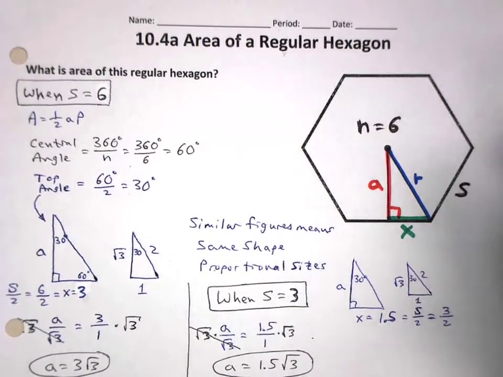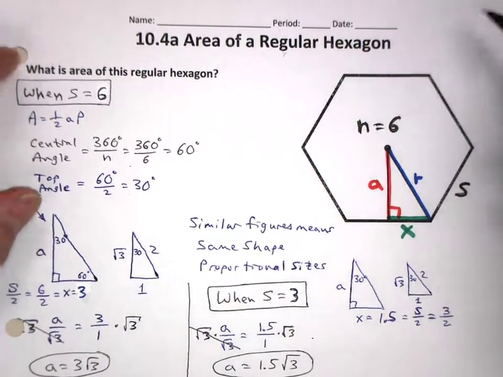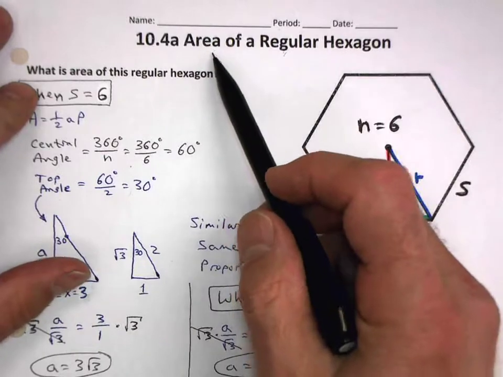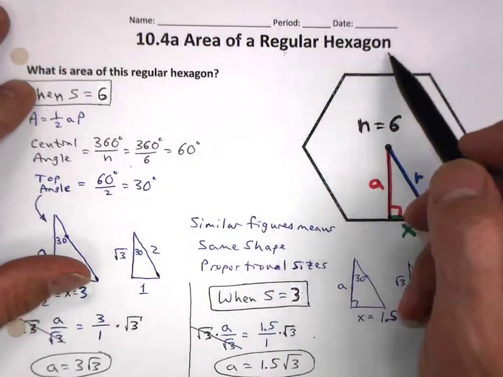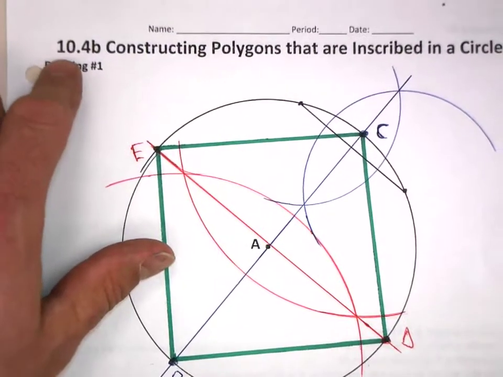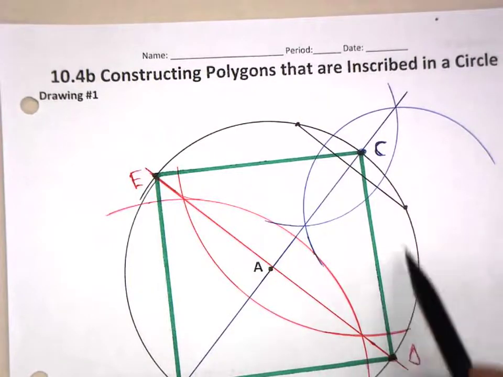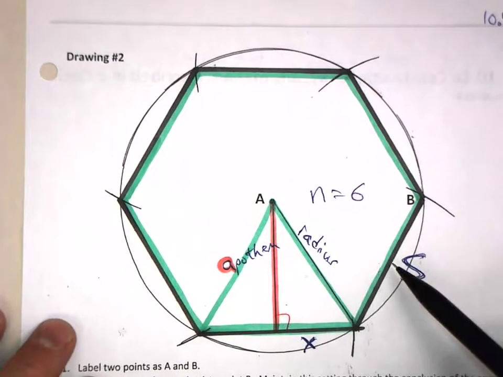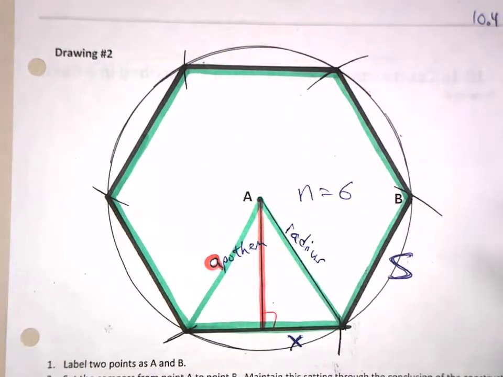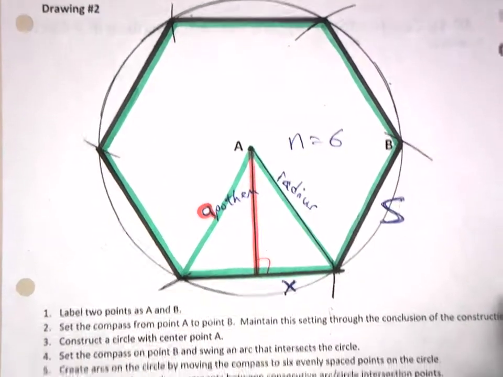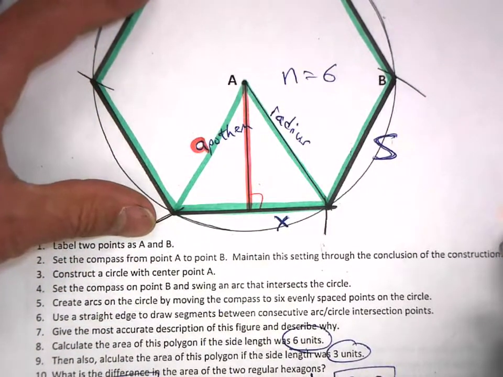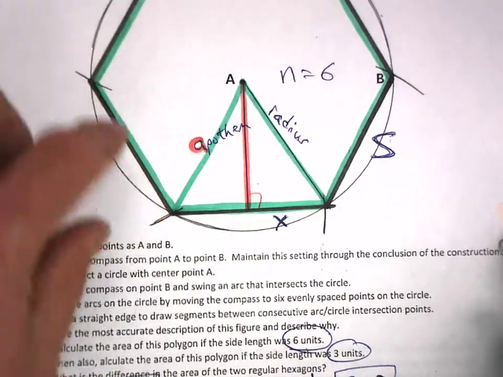Welcome. As we get ready for our upcoming test in Chapter 10, I wanted to walk you through the area of a regular hexagon. You remember that in 10.4b, we constructed, first of all, a square inside of a circle, and then we constructed a hexagon inside of a circle. And then real quick at the end of the class there, we calculated the area of a regular hexagon.